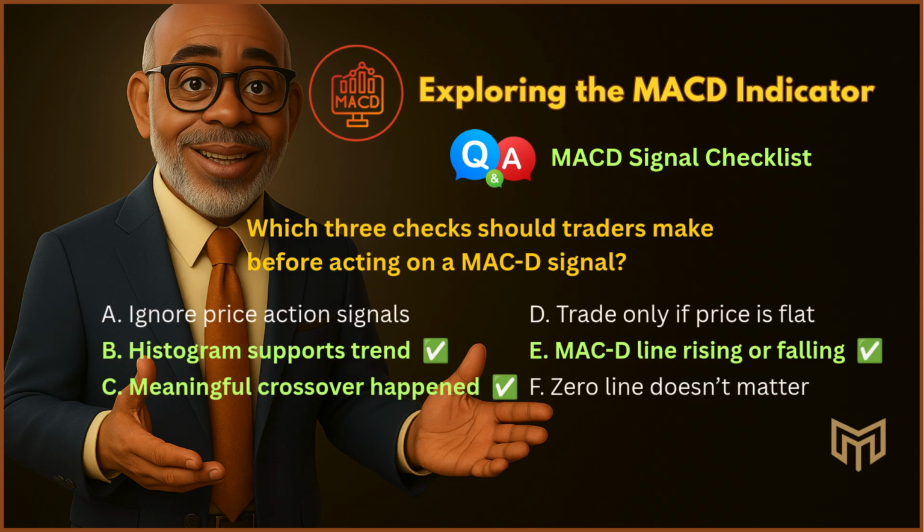Let's check your answers. The correct choices are B, C, and E. B, the histogram supporting the trend. C, a meaningful crossover between the MACD line and the signal line. And E, clear momentum direction from the MACD line itself.